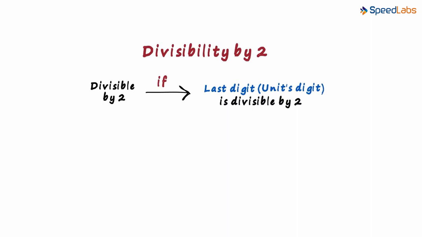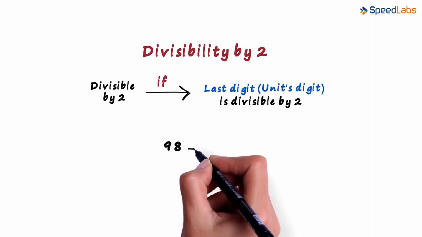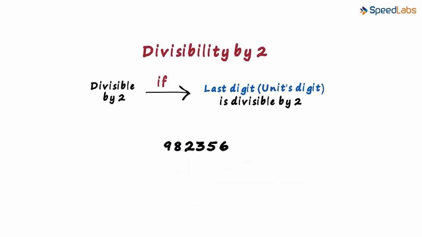Here's your first number, 982,356. Is this number divisible by 2? To answer this quickly, we just need to look at the last digit. The last digit is 6, and since 6 is divisible by 2, the entire number is also divisible by 2.